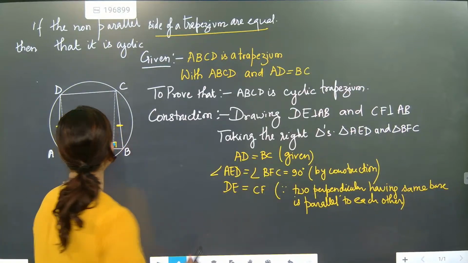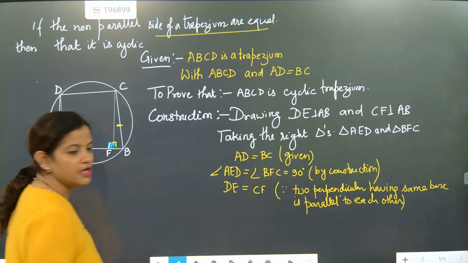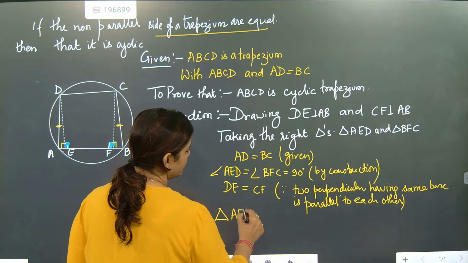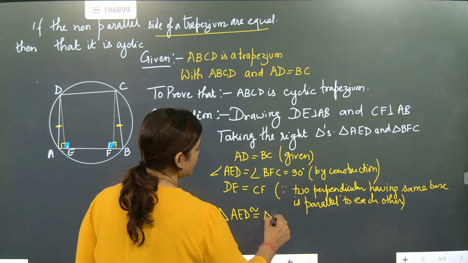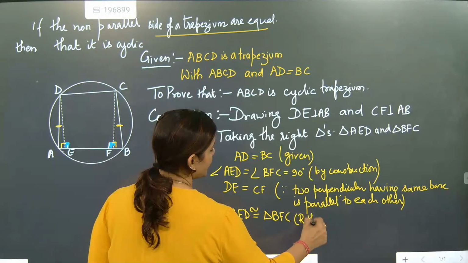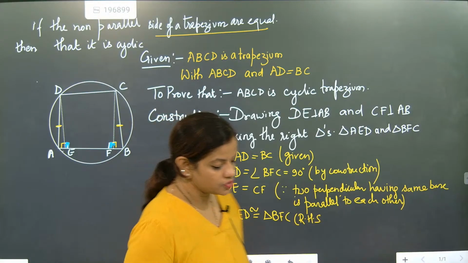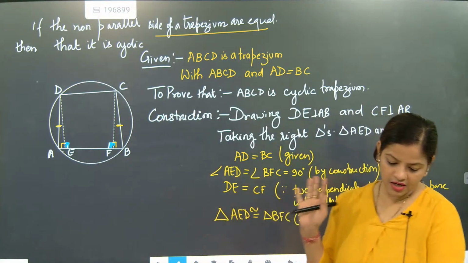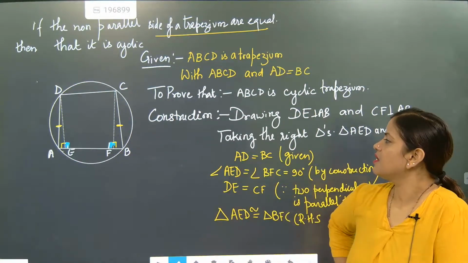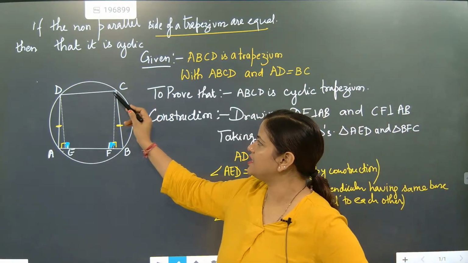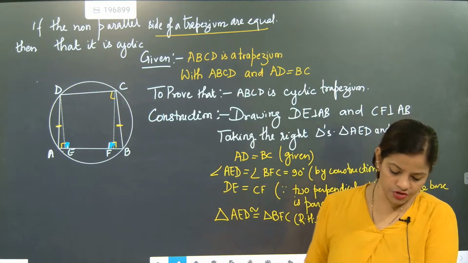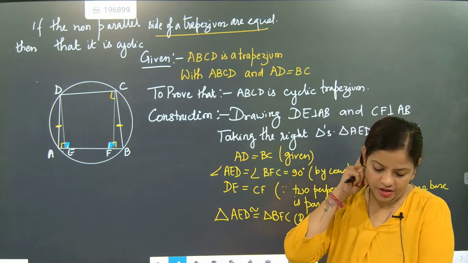We got both the triangles. So the right angle, hypotenuse and side. By right angle hypotenuse side, we can say therefore triangle AED will be congruent to triangle BFC, by RHS. Understood. Once we have made them congruent, after this what are we going to prove? Because cyclic means we need to prove that this angle BCD should be equal to that opposite angle. That's most important.